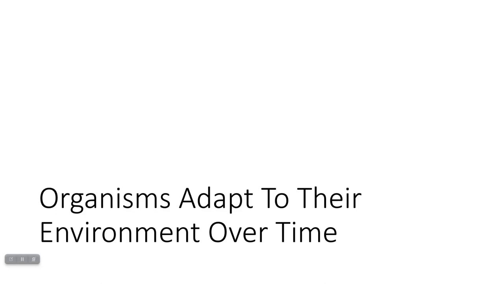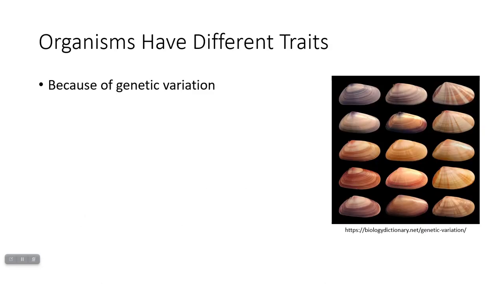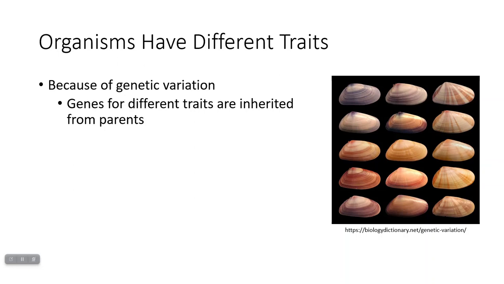So organisms adapt to their environments over time. How do they do this? Well, organisms naturally have different traits because they tend to have different genes that give them these traits, genes that are inherited usually from their parents and that they can pass on to their offspring.